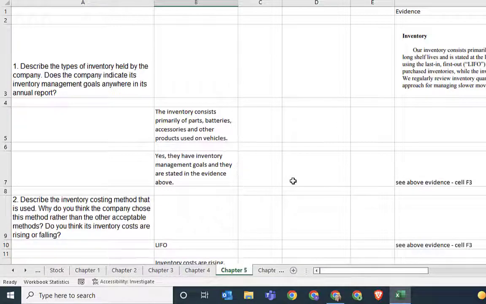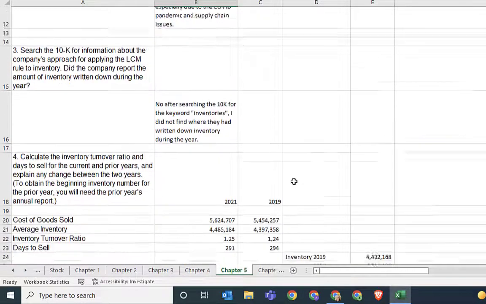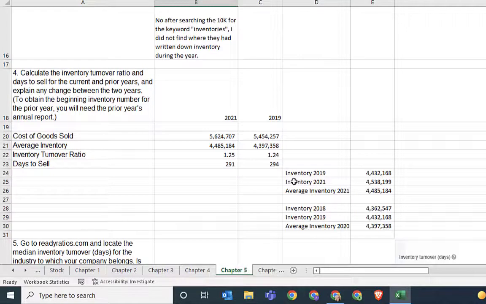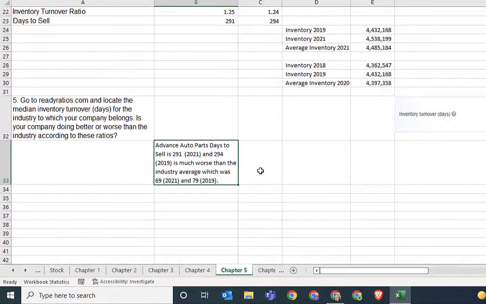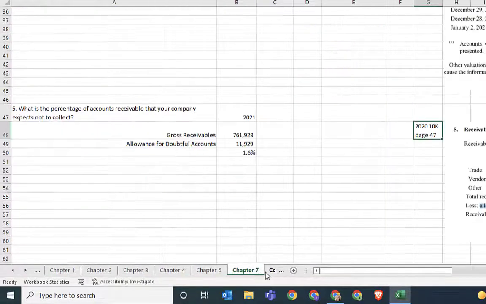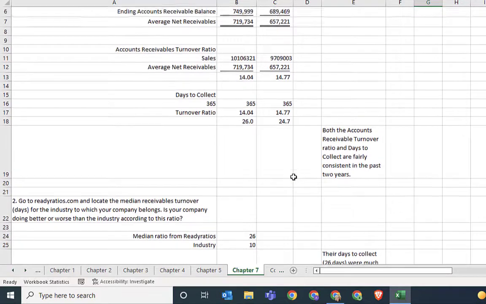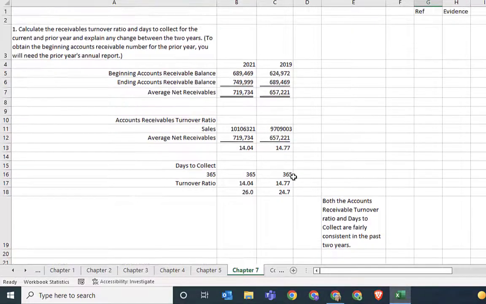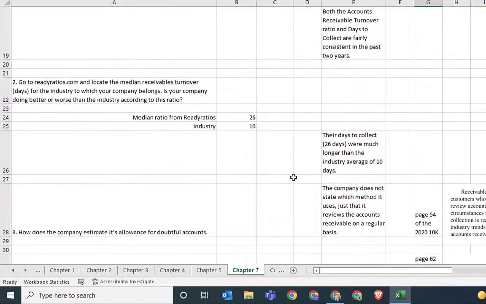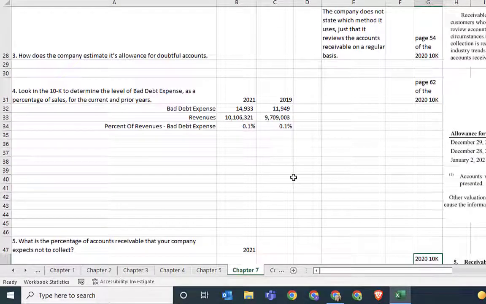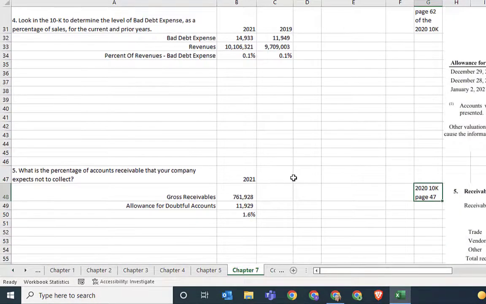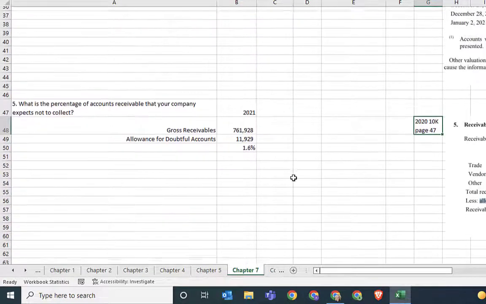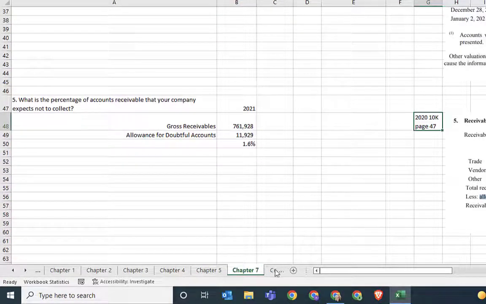And then I look at inventory, and their inventory costs are rising, but their ratio and their days to sell have again stayed about the same, which is pretty good. Chapter 6. Now they're a little bit less than the industry average. So that's a little bit of a negative. I'd have to look into that more if I thought that would change my opinion. Their bad debt expense is good. Only 2% of their receivables are doubtful.